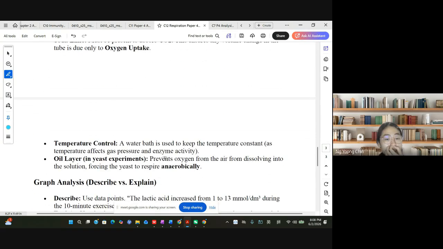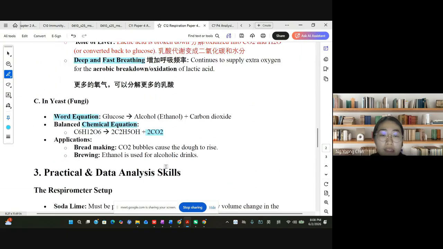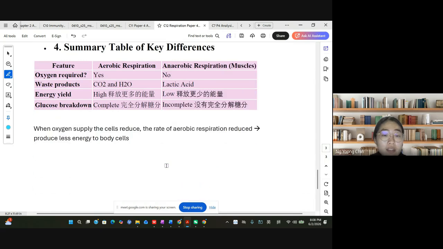And then sometimes they set up some experiments, and they ask you to determine the concentration of carbon dioxide in the experiment. Let me show you an example. Generally it's just like this. You can read by yourself.